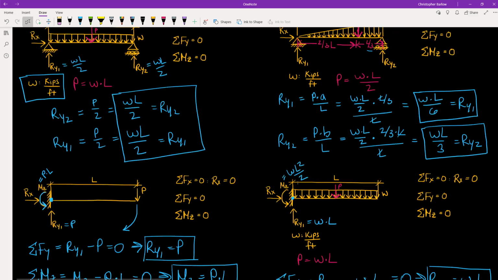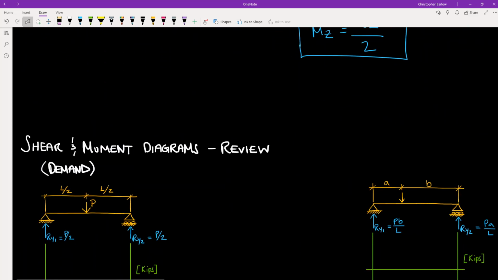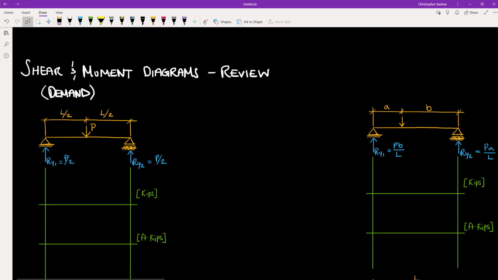In the next video, we will use these formulas we've derived to draw shear and moment diagrams.